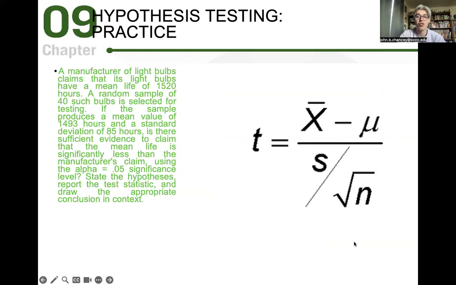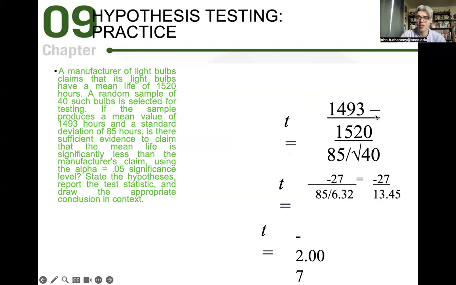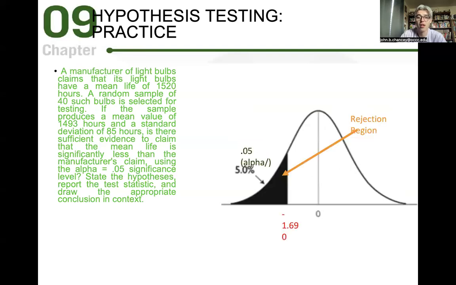Okay, and here's our equation for conducting our t-test. You're just going to plug in all the information from this paragraph into here to solve. So we have 1,493 minus 1,520 divided by 85 divided by the square root of 40. That's all the information just pulled from here. We're going to get negative 27 divided by 85 divided by 6.32. That simplifies down to negative 27 divided by 13.45. That gives us a value of negative 2.007.